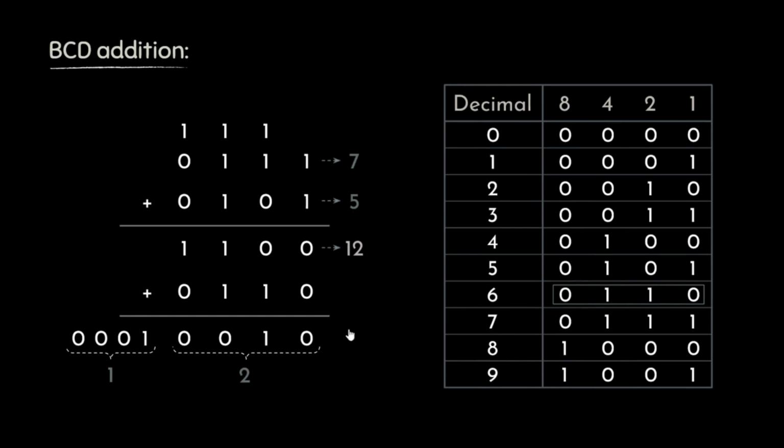Just like here. This is the binary of 12. Now adding 6 to it, in terms of binary, we have acquired the pattern for 18. However, in terms of BCD, it is 12 only, because in BCD, we are to encode every symbol or digit of decimal, aren't we?